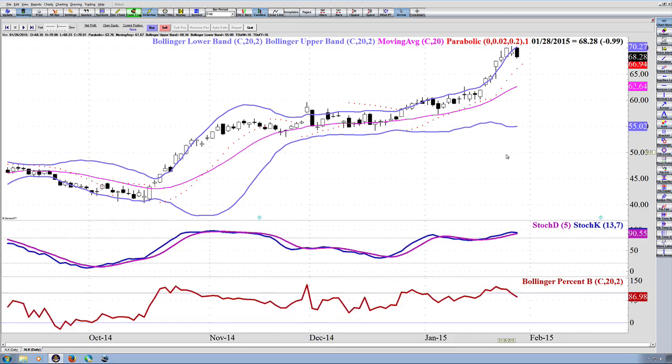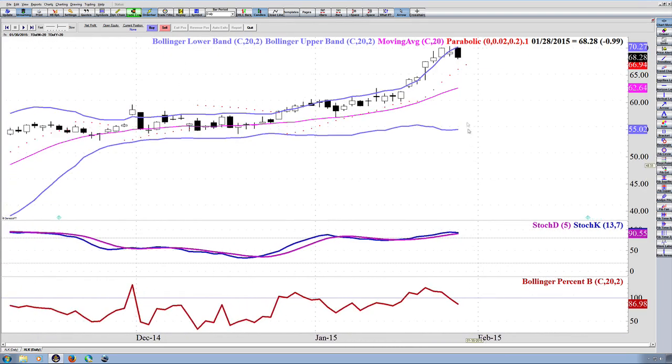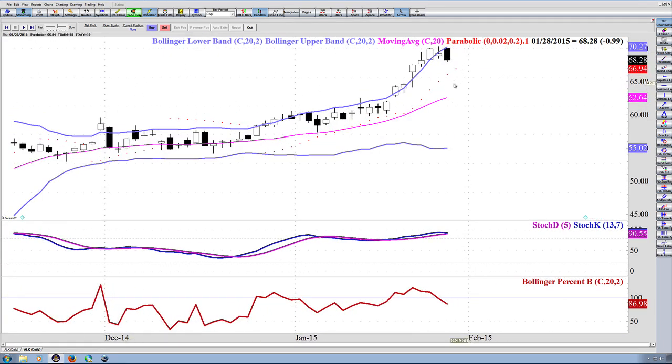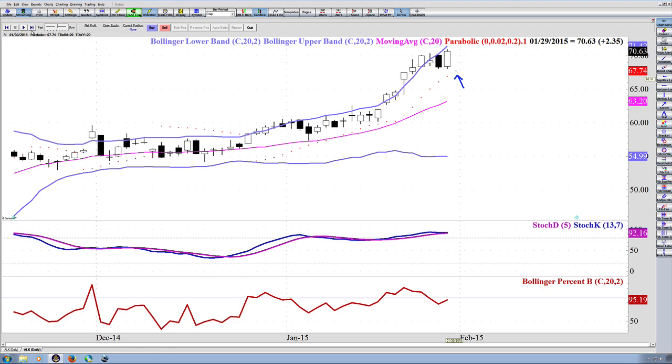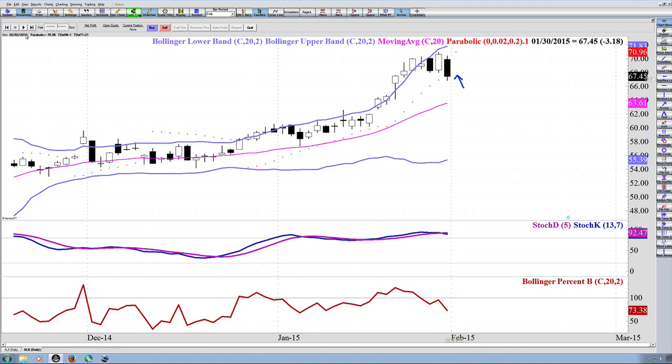I'm going to zoom in just a little bit so we can see it better. Watch what's going to happen. And notice how tight your parabolic has become. All these are starting to become signals that things may be slowing down. When your parabolic's that close, you know things are getting close to slowing down. There's one more last bullish surge, and then boom.